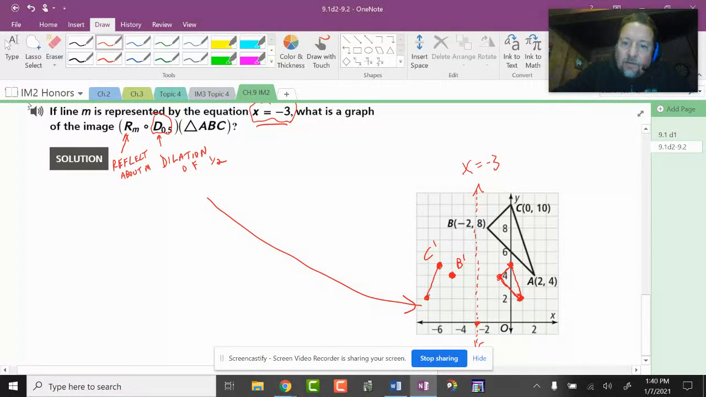So I'm really going to limit the test questions to these kinds with a coordinate plane, working with a coordinate plane and knowing how that happens. Okay, so you can see the dilation by a factor of a half, and then the reflection over the x equals -3 line. And good review too.